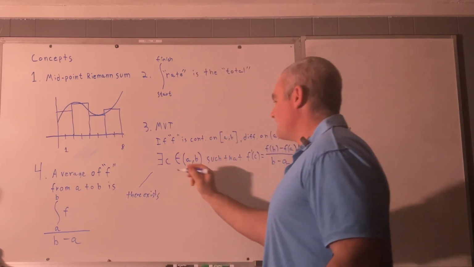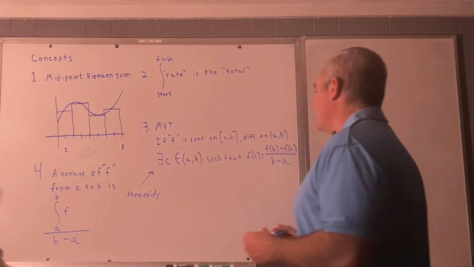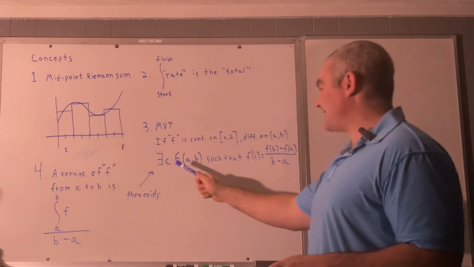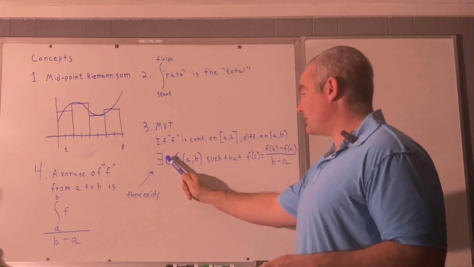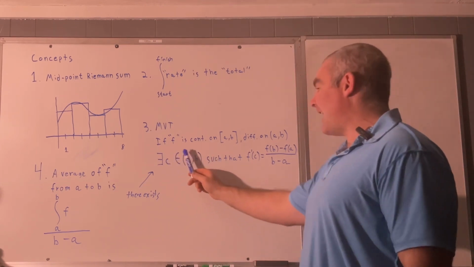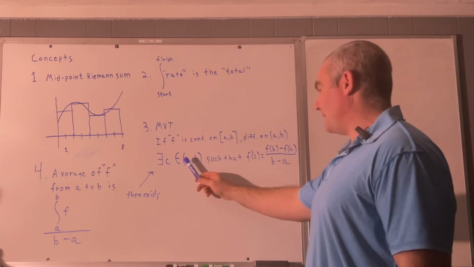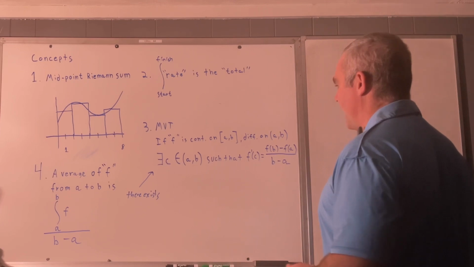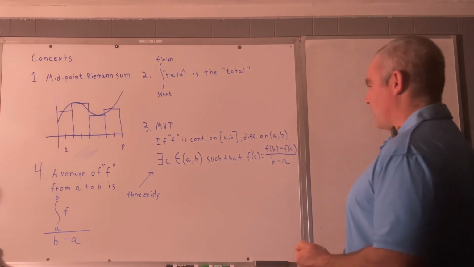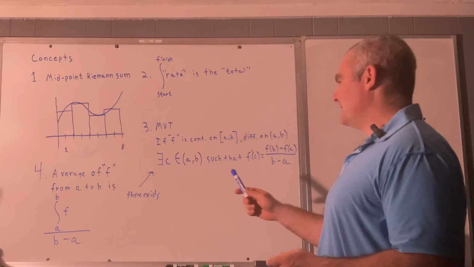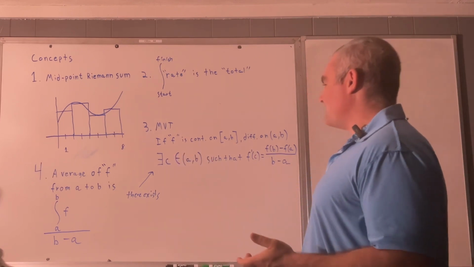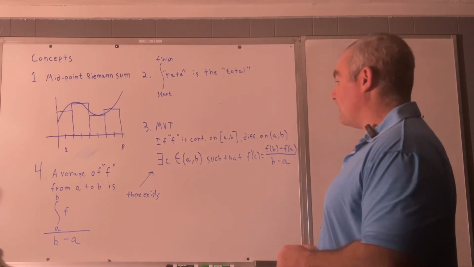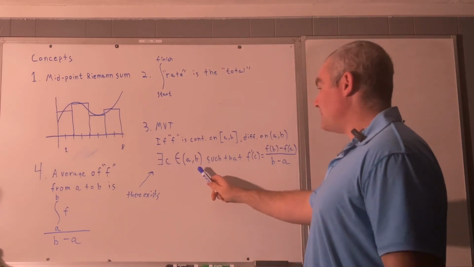That's what that means. So, if f is continuous on the closed interval a to b and differentiable on the open interval a to b, then there exists some value c that is an element of the open interval a to b. You probably won't learn about this until later in your math career, but this symbol just means that it is an element of. So there exists some c that is an element of the open interval a to b.